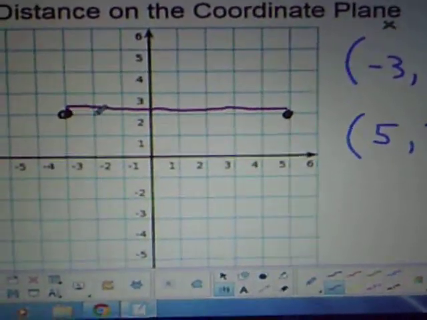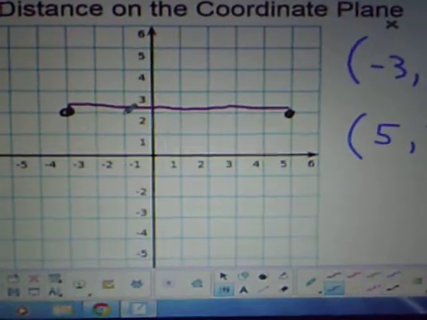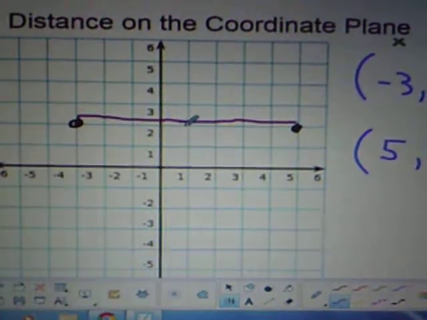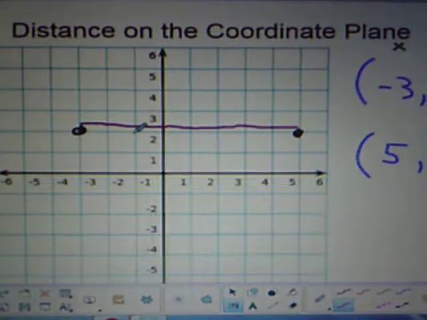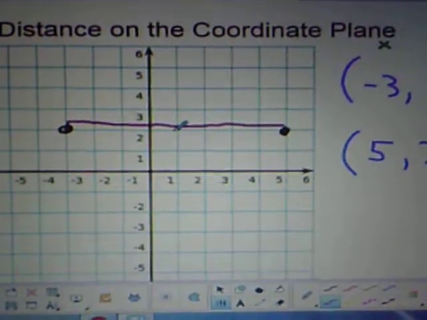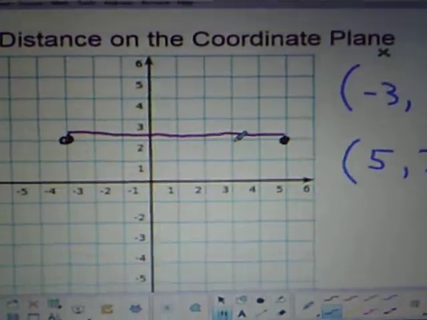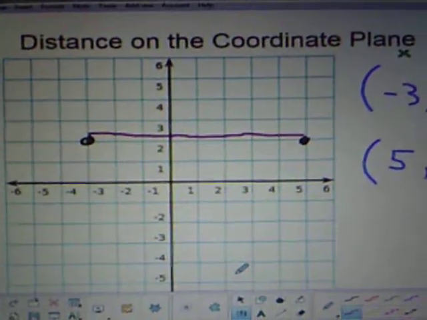Now, these units could represent blocks, like in a city. So you could say 8 blocks if it's a city map and it represents blocks. Or it could be miles, and each space could represent a mile. Okay, in which case you'd count by miles. So that changes between each problem. Okay?